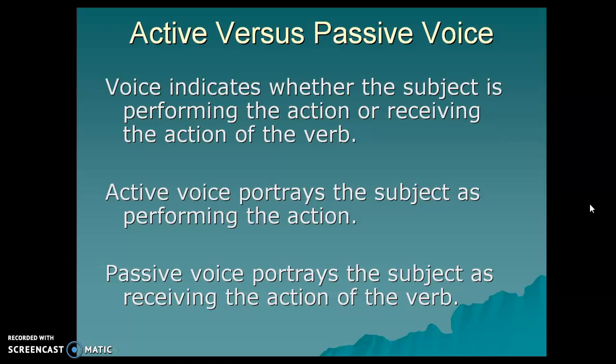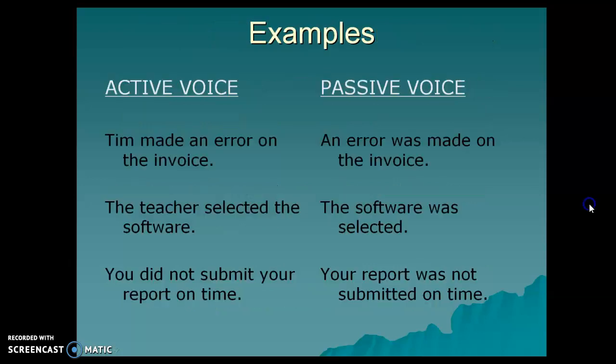Active versus passive voice. Voice indicates whether the subject is performing the action or receiving the action of a verb. Active voice portrays the subject as performing the action. Passive voice portrays the subject as receiving the action of the verb. For example, an active voice would be Tim made an error on the invoice. Tim is the subject and he is the one making the error. So that is active voice. The subject is doing the action.